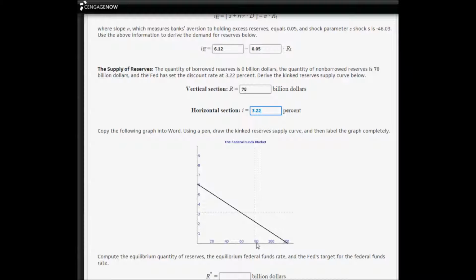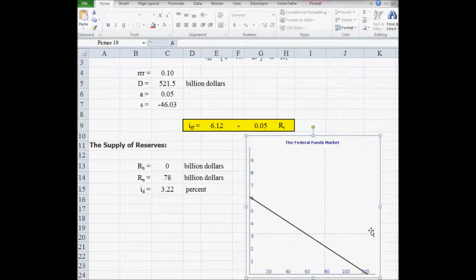So down here we have the supply curve, which is this part of the dashed cross, and the horizontal section here. It's the L shape right here. The demand curve, and then the equilibrium is right here. I've copied and pasted the diagram from Cengage Now here into Excel. The supply curve is the L-shaped part of the dashed cross that starts at $78 billion, goes up until the discount rate of 3.22, and then goes right.